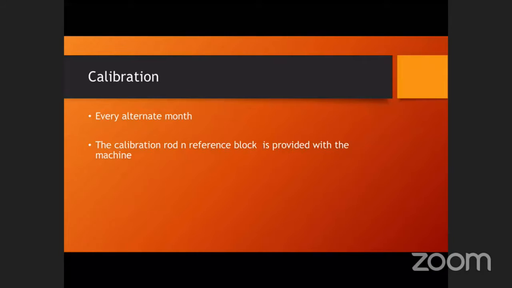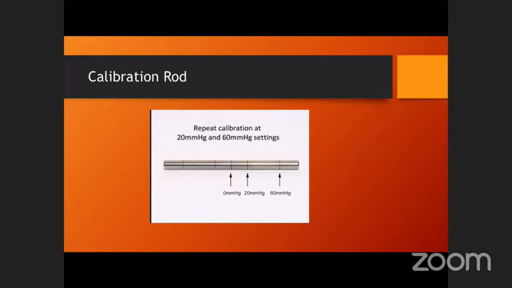Now, calibration is also very, very important, and we have to do it every month or every alternate month. Otherwise, there's a chance of faulty results. The calibration rod and reference block are provided with the machine. How do we do it? We have to check the rod. There are 5 markings on the rod. Central is 0. On either side, 20 millimeters of mercury. And farther ahead, on either side, it is 60 millimeters of mercury.